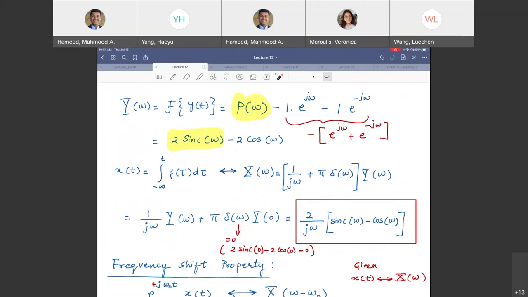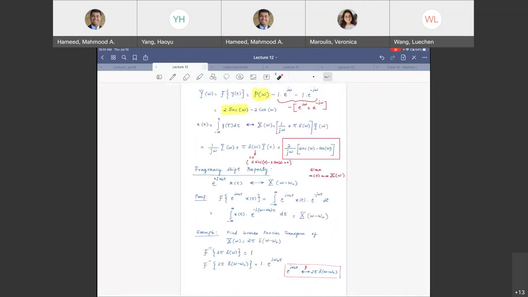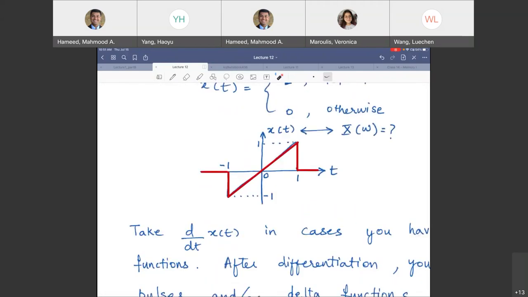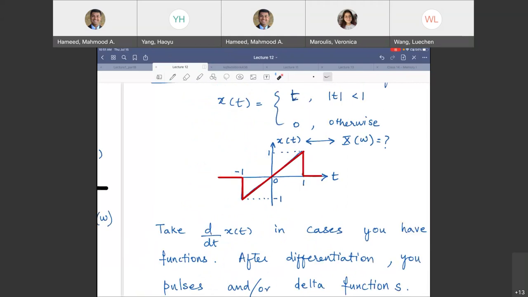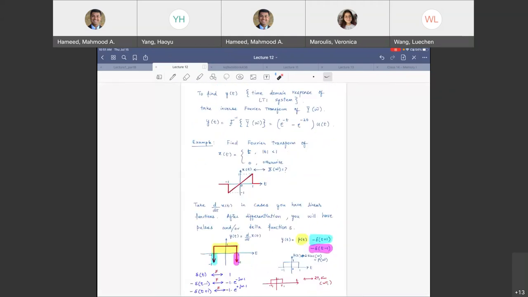Questions about this example? We used the time derivative property to find the Fourier transform of a linear function. Good. It's not an impulse train, it's not periodic, it's just one. So far, in terms of Fourier transforms, we have only dealt with aperiodic signals. We are going to find Fourier transforms of periodic signals as well, but we have not done that yet.